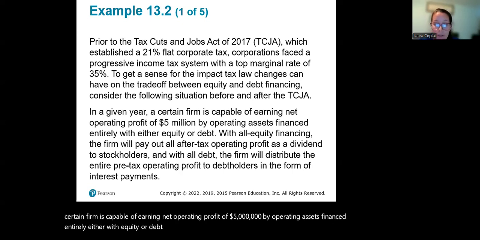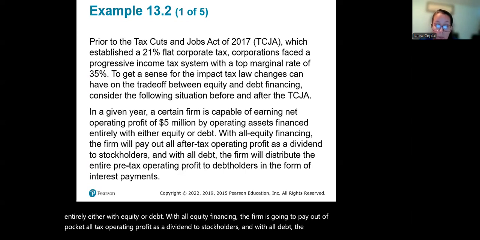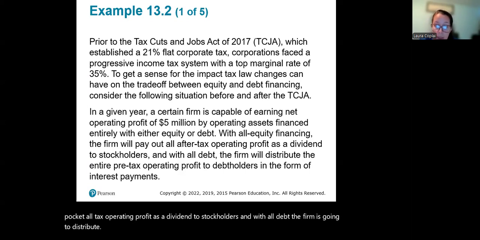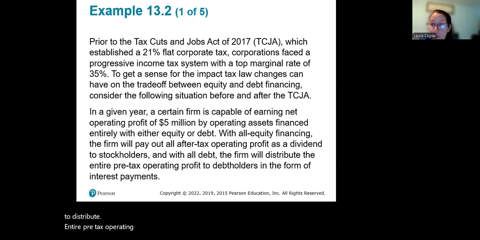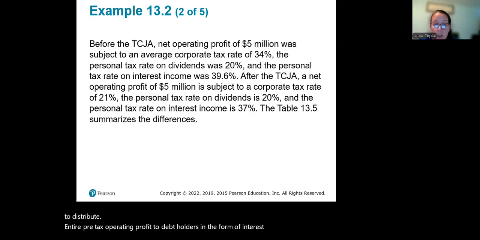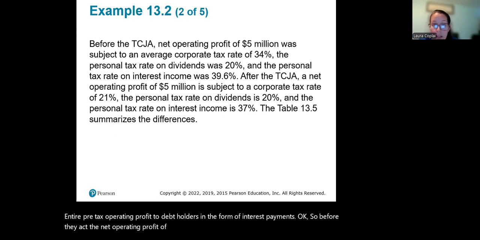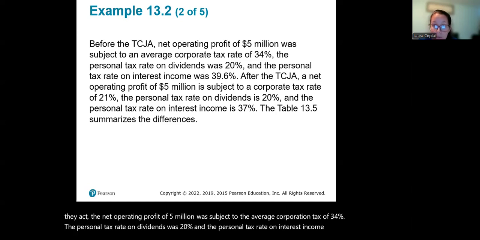With all equity financing, the firm is going to pay out all after-tax operating profit as a dividend to stockholders. And with all debt, the firm is going to distribute the entire pre-tax operating profit to debt holders in the form of interest payments, okay? So before the act, the net operating profit of $5 million was subject to the average corporation tax of 34%. The personal tax rate on dividends was 20%, and the personal tax rate on interest income was 39.6%.